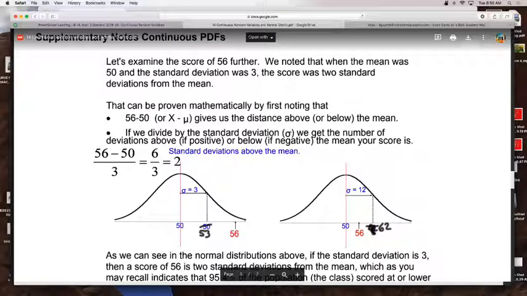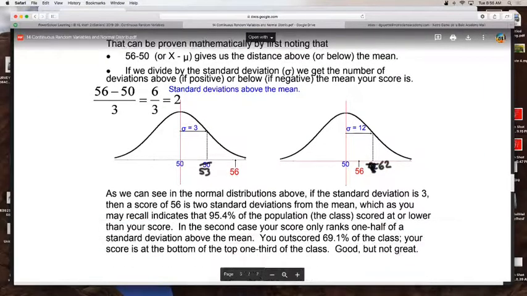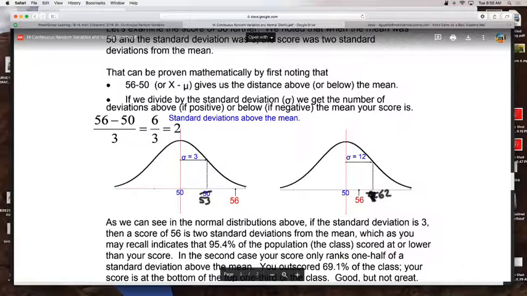So, if you were to do the same calculations here, 56 is 6 points above the mean, but instead of dividing by 3, you divide by the standard deviation of 12, and you get 6 divided by 12 is 1/2. So the z-score for 56, if the standard deviation is 12, is 1/2. The z-score for 56, if the standard deviation is 3, is going to be 2.